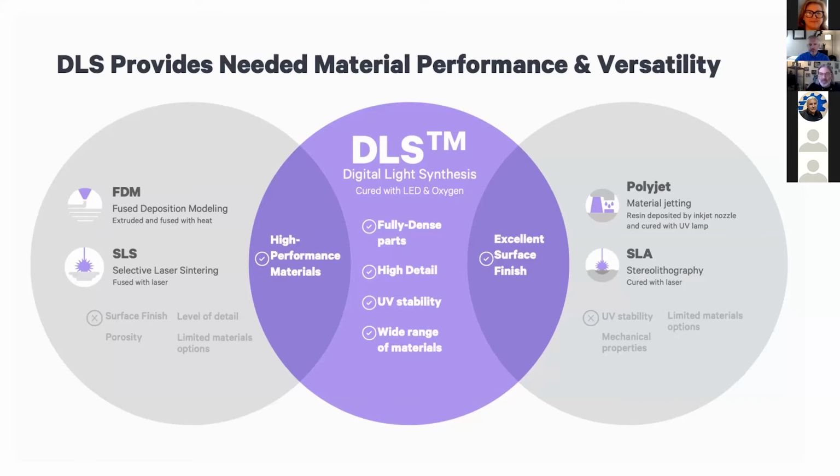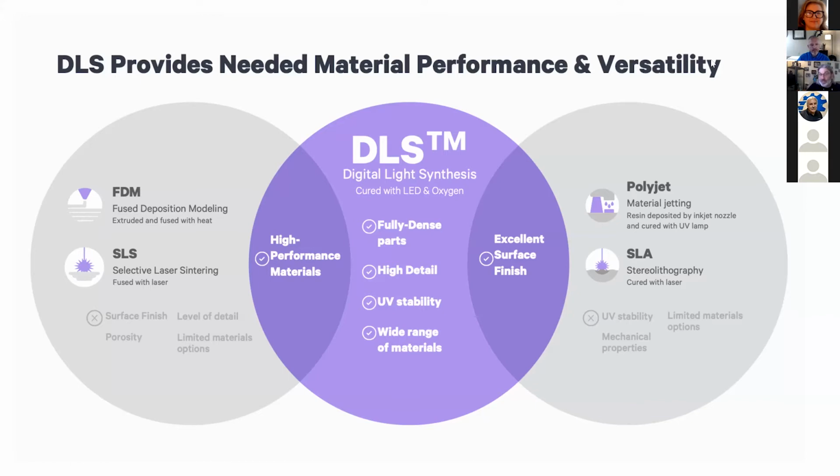On the right-hand side of the equation, we kind of have the exact opposite. We have our PolyJet jetting technologies and SLA, as Ed had mentioned earlier, stereolithography, that have been around for a long time. They produce very nice looking parts, however, very low UV stability, limited material options, and once again, you're just not going to get those mechanical properties of a true end-use part. So what does Carbon do? We bring the best of those worlds together into one platform called digital light synthesis.